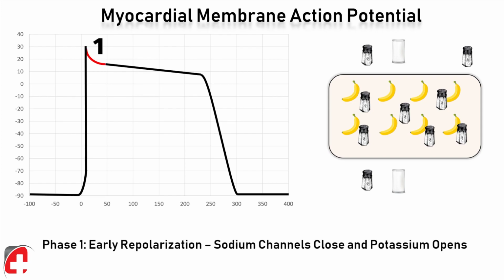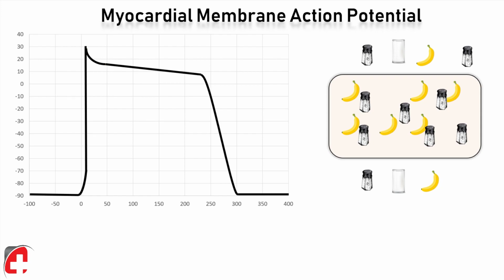So we go to phase 1. Phase 1 is an early repolarization. This happens when the sodium channels close, and as soon as the energy level goes positive, our potassium channels open. So you get a little bit of a dip. As you can see here on the right, we've got some of our potassium leaving. That's why we get a little bit of a dip. It comes back down to just a little bit of a positive level. And that summarizes phase 1.